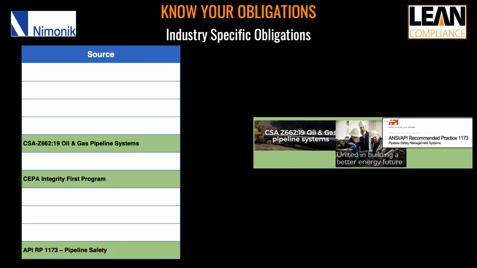Next, we're going to look at the industry-specific standards and obligations. It's another good place to look. Here we have three of them that I'm going to highlight. We've got the Canadian Standards Association, CSA, Z662. And it's a pipeline system standard, and it contains both safety and environmental obligations, among other things.